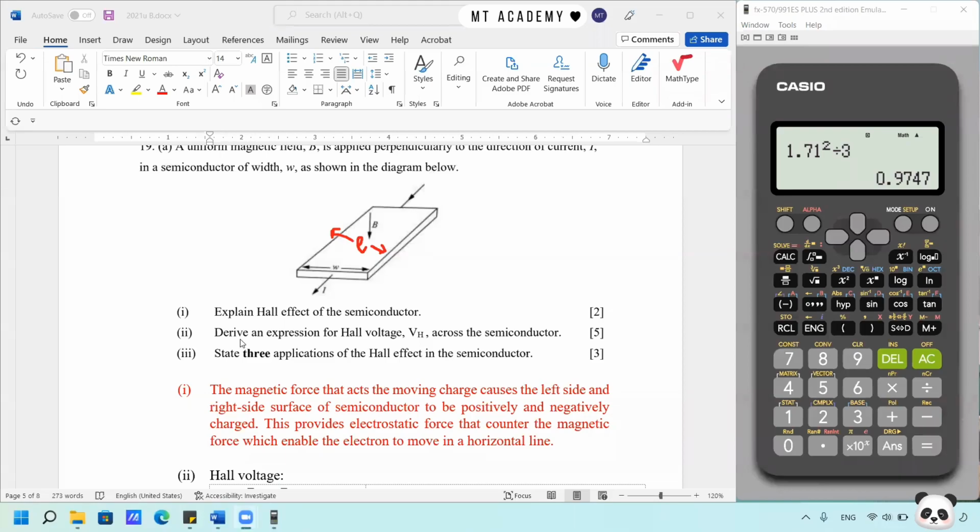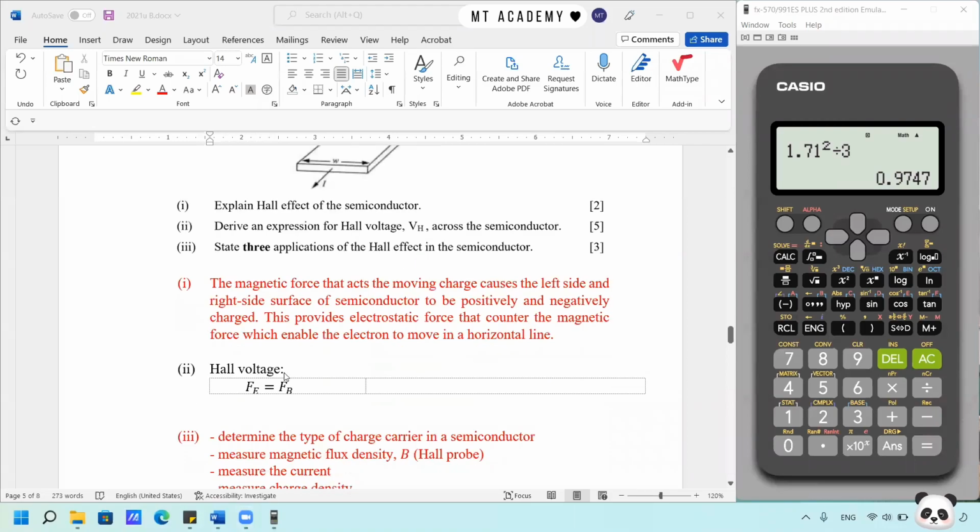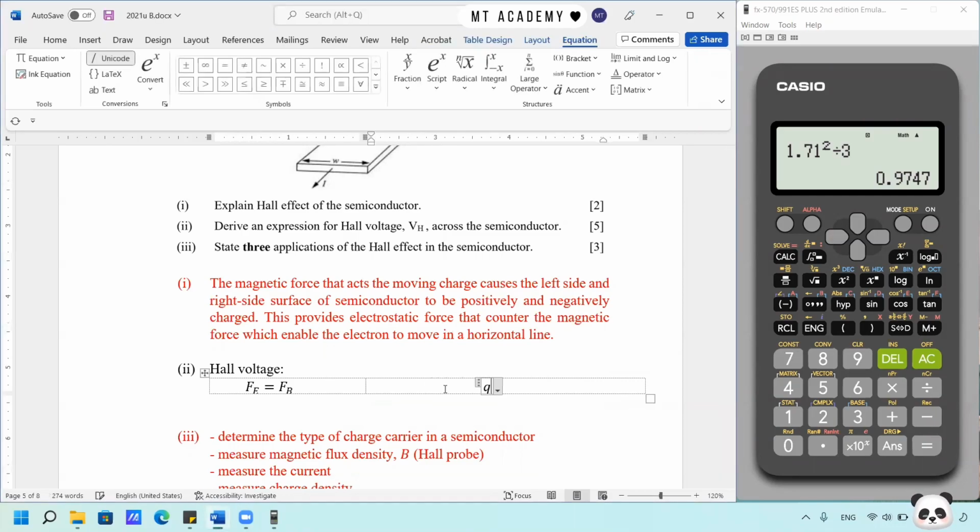So second question, derive an expression of Hall voltage across the semiconductor. So this derivation can be obtained from the textbook. So let us do the revisions. So we start with the formula of FE equal to FB. So this is what I mentioned in the first question. So we have the electrostatic force QE equal to the magnetic force on the moving charge, QvB.